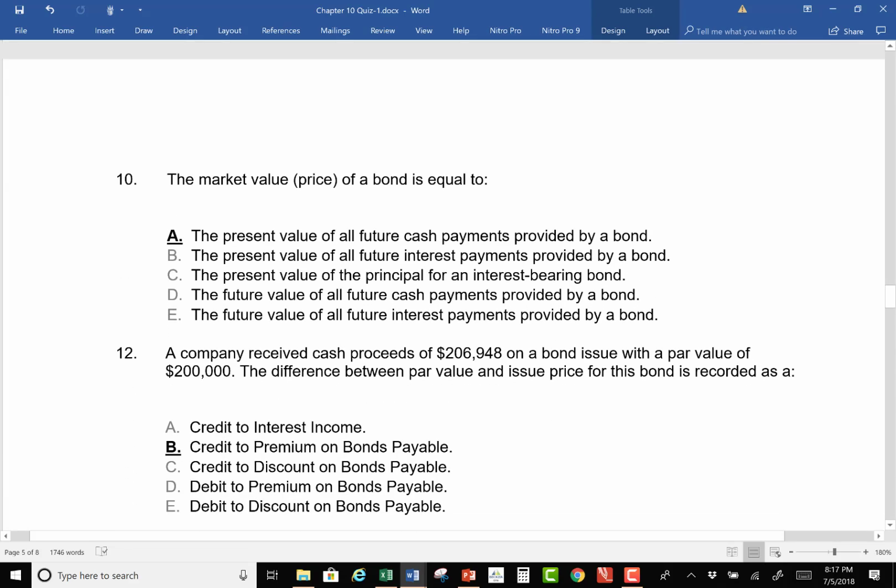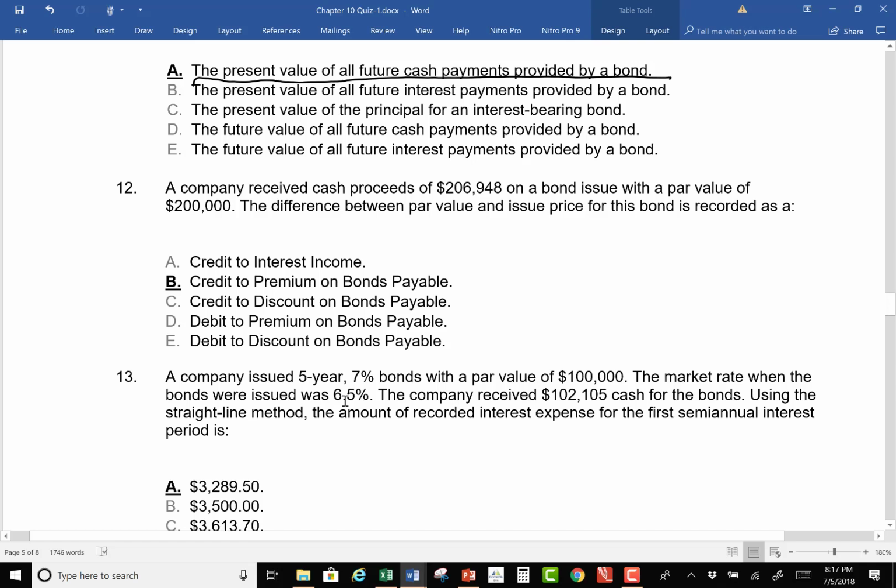The market value price of a bond is equal to the present value of all future payments. We took the present value of the interest, the present value of the principal, didn't we? Those are the future cash flows that have come from that. Okay. Company received cash proceeds of $206,948 on a bond issue with a par value of $200,000. The difference between the par value and the price of the bond is recorded as a, let's do the whole journal entry. When you issue the bond, what do you debit?